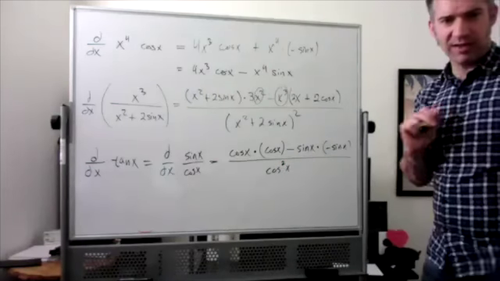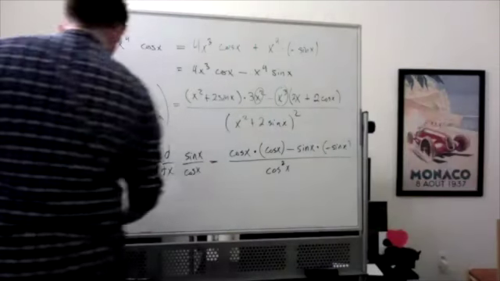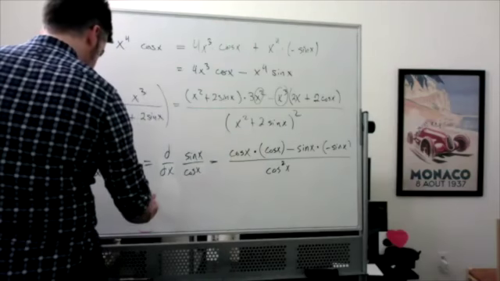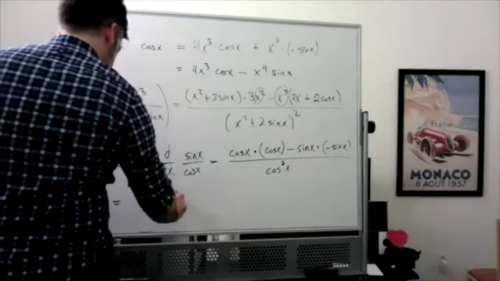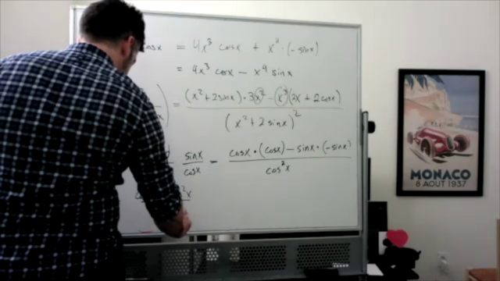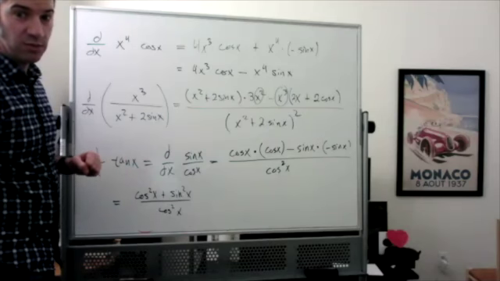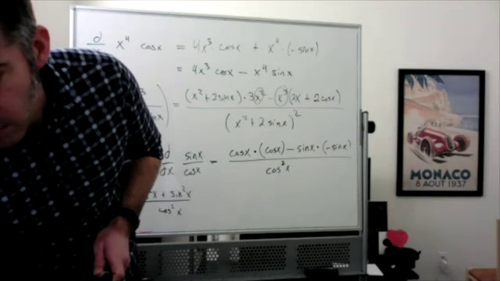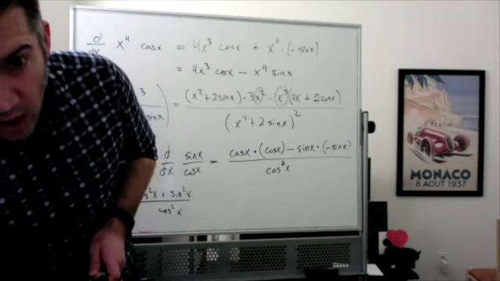Okay, now we're going to simplify. So this looks kind of complicated, but it actually simplifies very, very nicely. So this is equal to, the top is cosine x times cosine x, which is cosine squared x, minus sine times minus sine is plus sine squared x, divided by cosine squared x. Can anybody tell me what cosine squared x plus sine squared x is always equal to? Anyone in the chat? Yeah, it is 1.